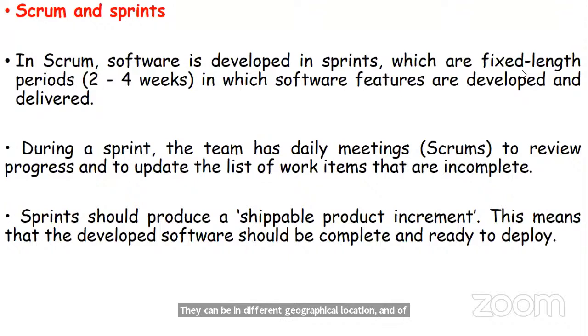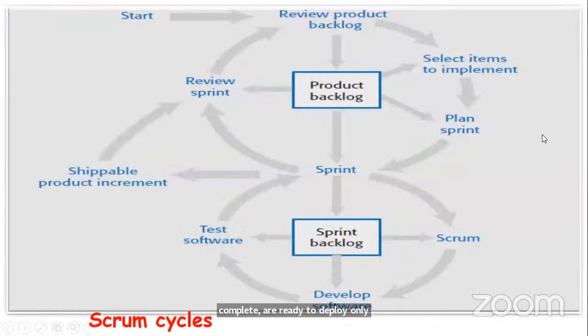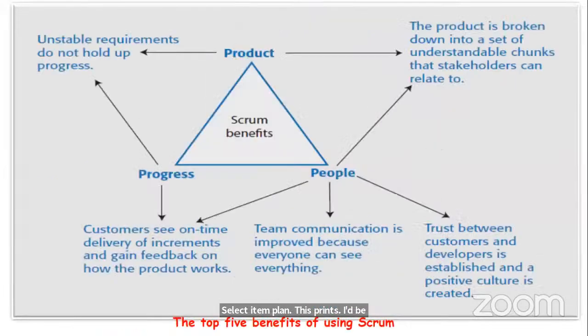So during the sprint, the team has daily meetings to review progress and update the list of work items that are incomplete. A sprint should produce a shippable product increment. This means that the developed software should be complete and ready to deploy on a sprint. So this is the Scrum cycle. You start, review, select item, plan the sprint, have a Scrum, develop software, test software, deliver.